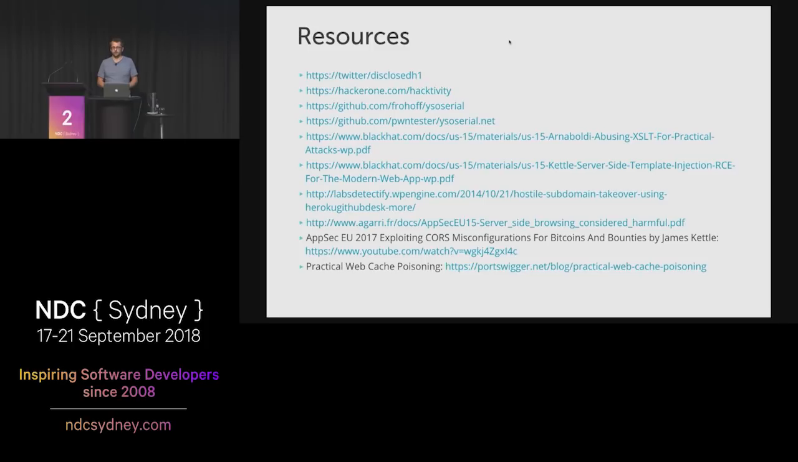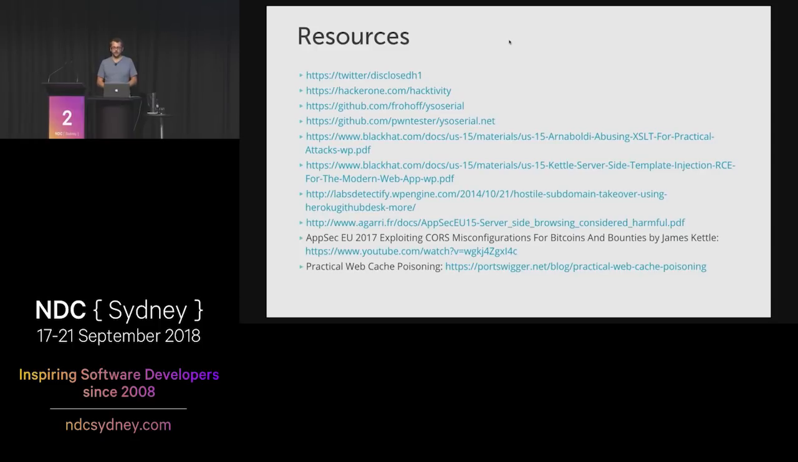The next two links are some tools called ysoserial. These are deserialization tools. So you have ysoserial and ysoserial.net, and these allow you to do these deserialization attacks on different systems. We have some things that I find useful, like the XSLT for practical attacks and the server-side template injection, once again by James Kettle, which I used for creating the template injection thing. You have the blog post from Detectify, hostile subdomain takeover using Heroku, GitHub, etc.